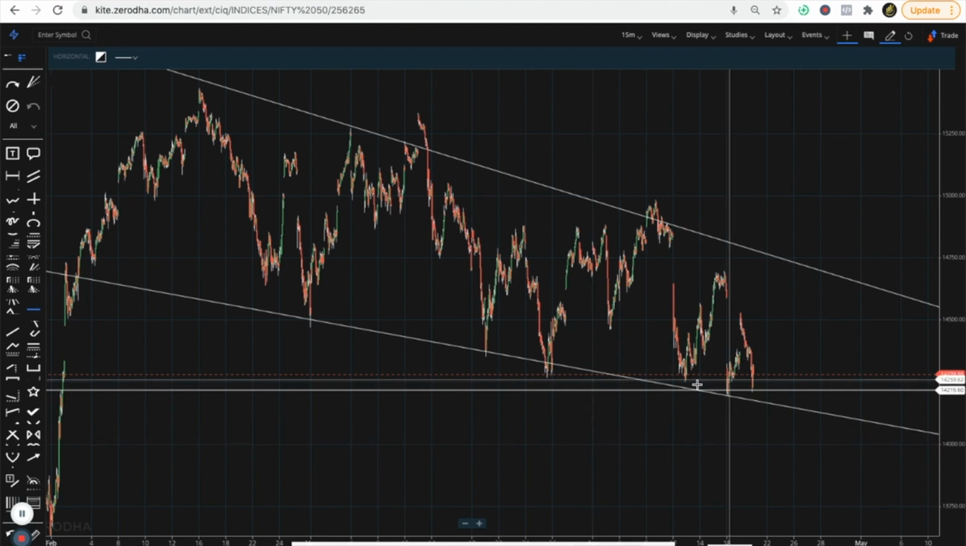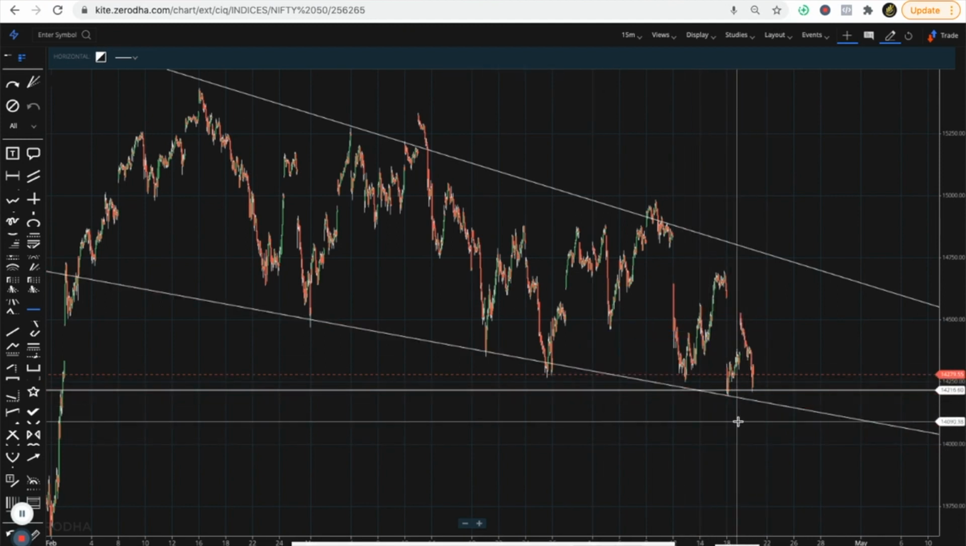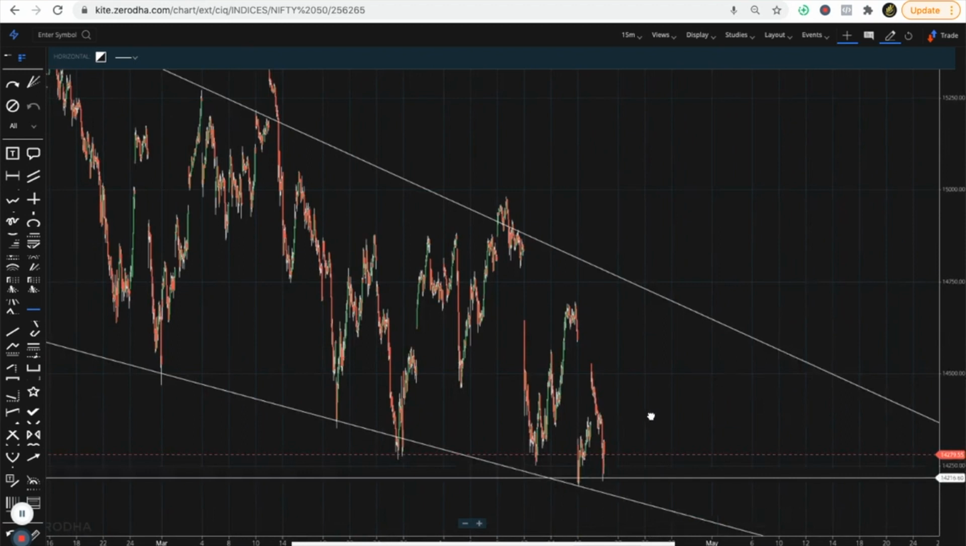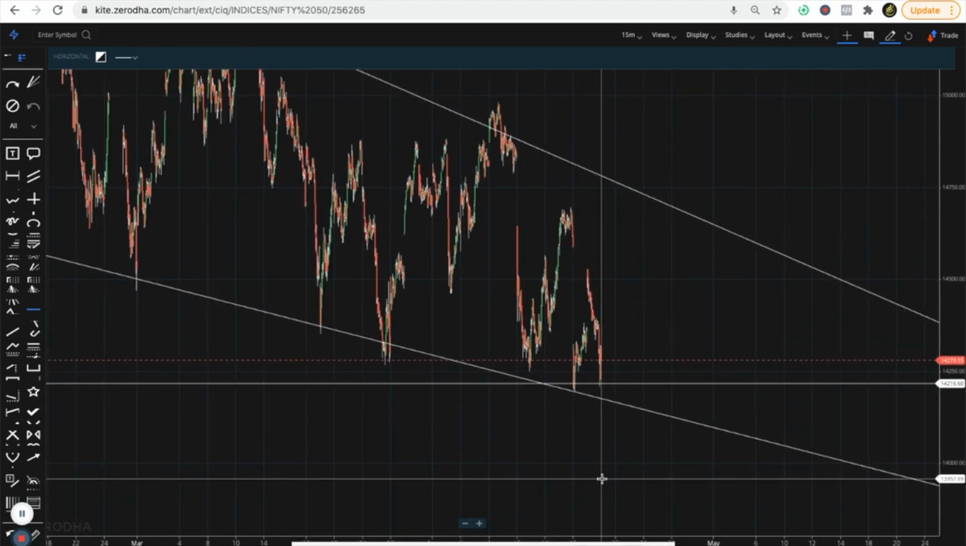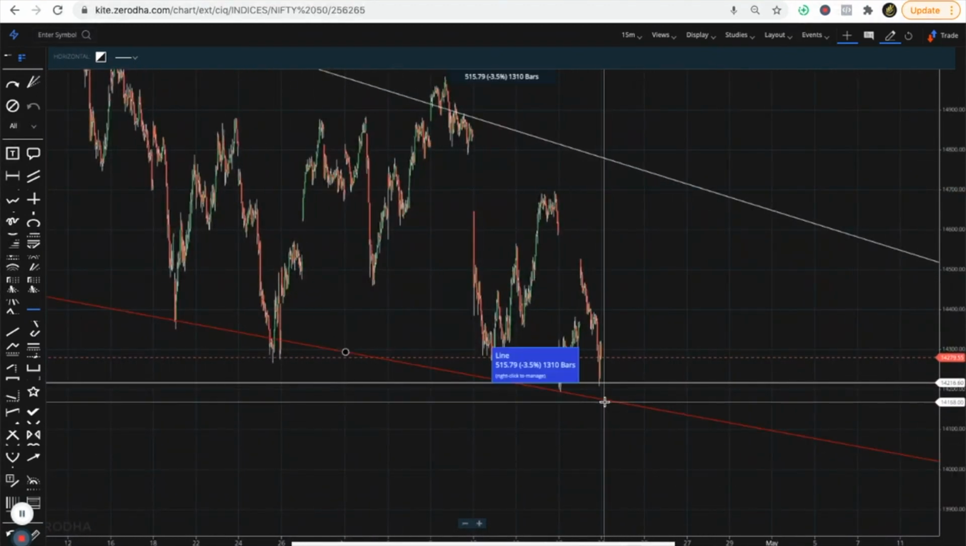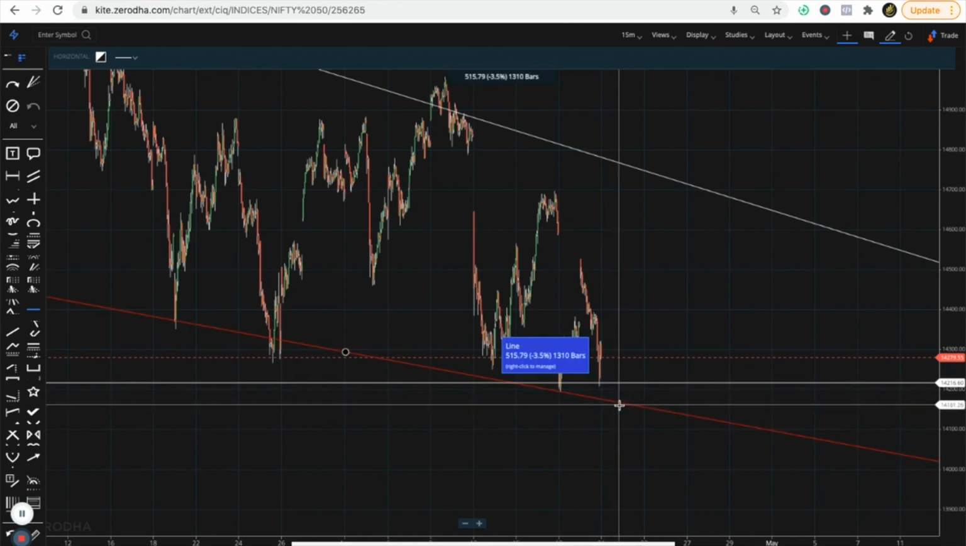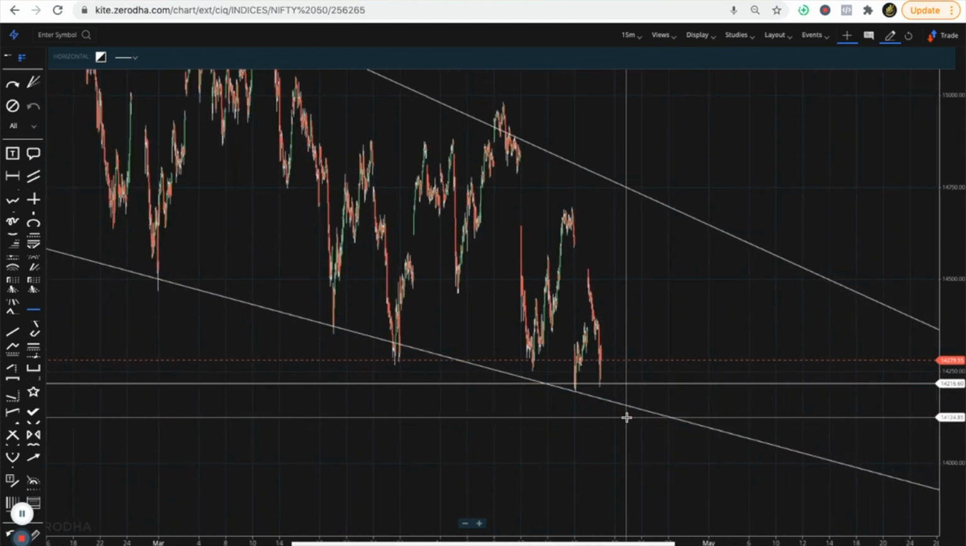So they will be respected in a smaller time frame. Okay, sir. I see it's being respected over here. Now there is a trend line, kind of a trend line at almost 14,170 levels. So if this level is getting taken out, there's a trend line also that has to be pierced.